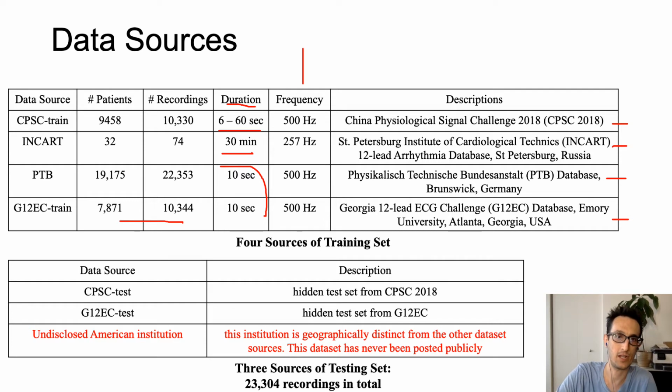They also varied by their sampling rate. So some were sampled at 500 Hertz and others at 257 Hertz.